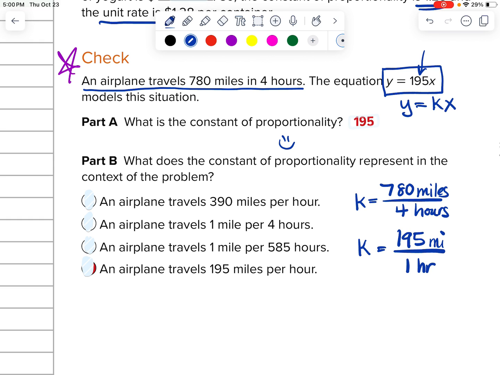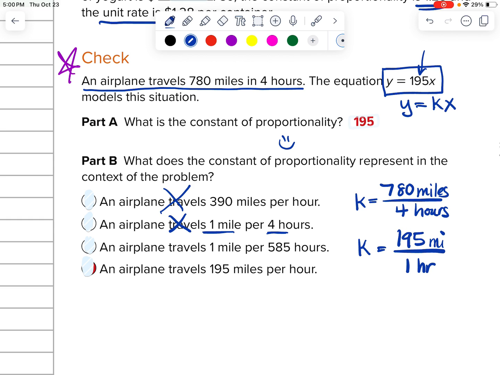So if I read these situations, let's look. The first one says an airplane travels 390 miles per hour. That is not the same as 195 miles per hour, so that is not correct. An airplane travels 1 mile per 4 hours. Think about that. Does that even make sense at all? If an airplane travels 1 mile and it takes 4 hours, seems to be a problem with the airplane. That does not make sense.